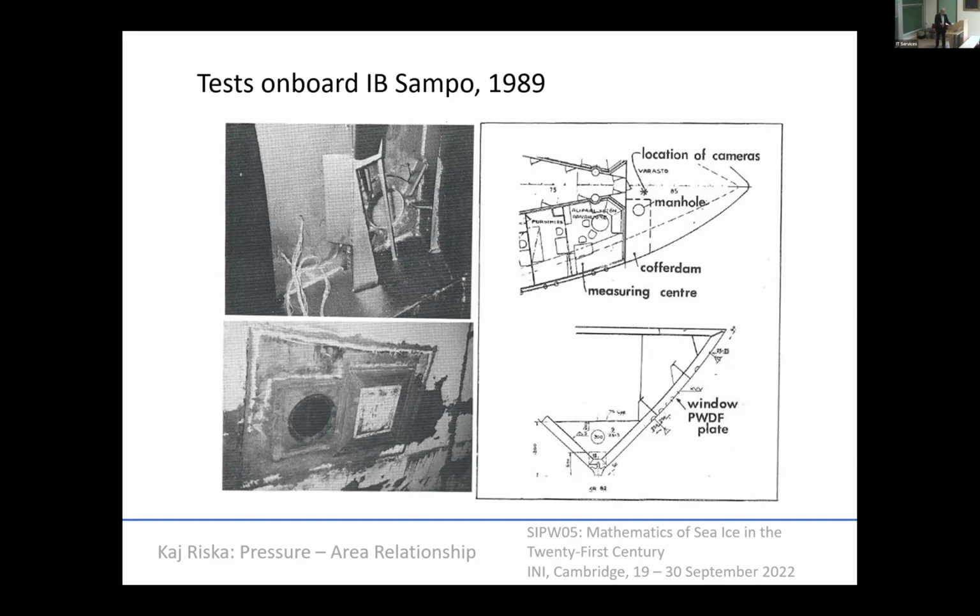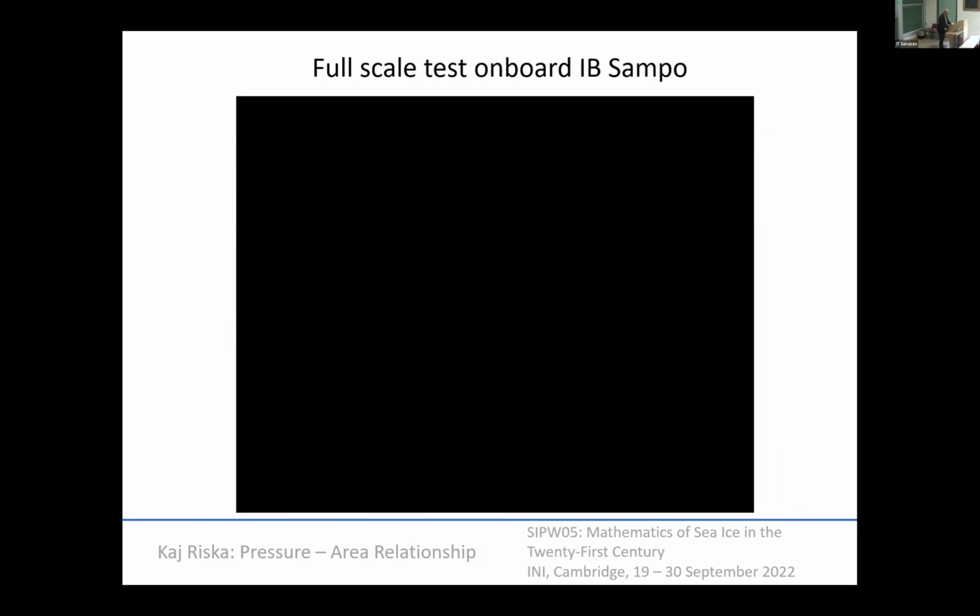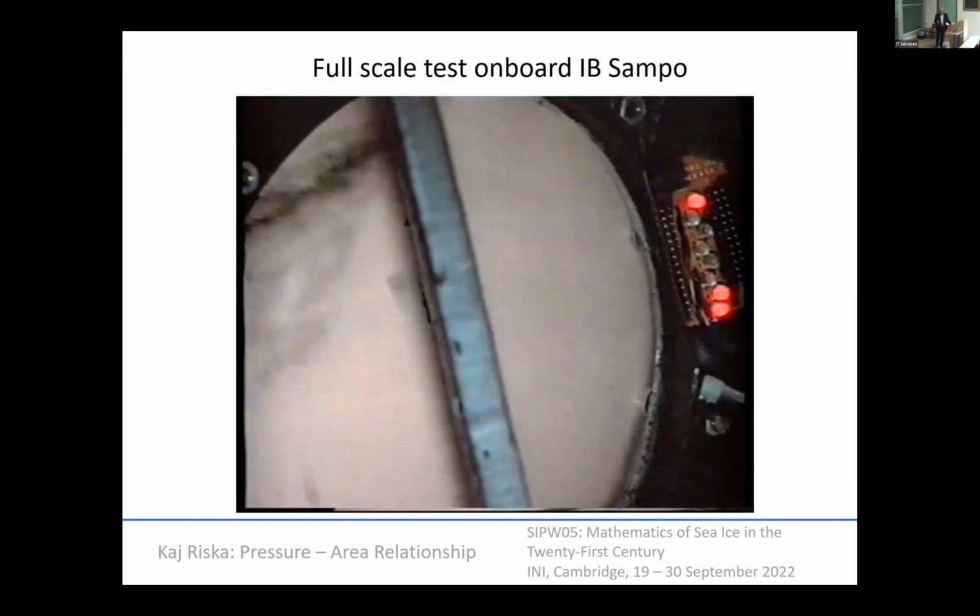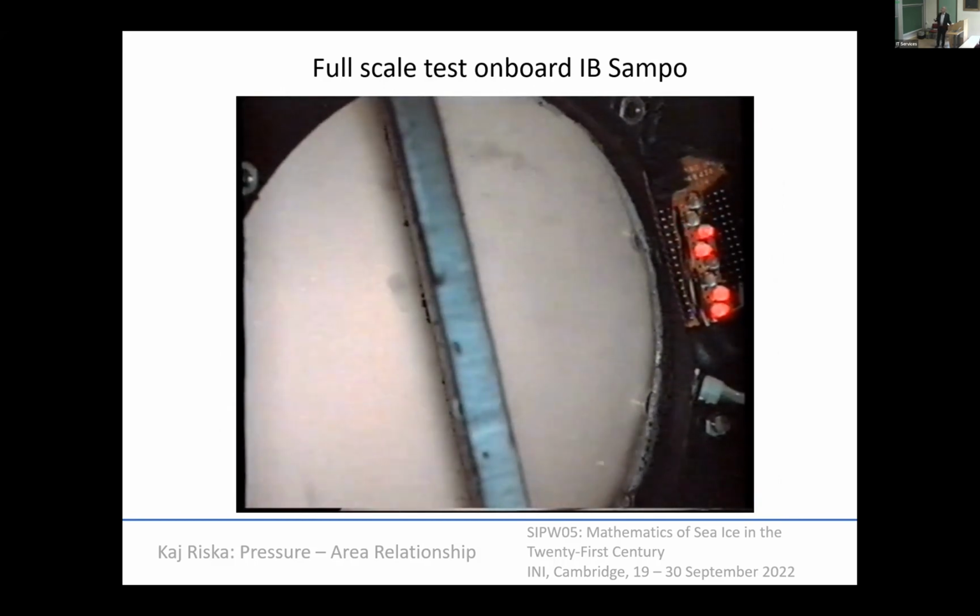Then we wanted to repeat this on board a ship. We asked ourselves the question whether what we saw in the laboratory is also a fact here. We made this kind of window on an icebreaker hull, and then we had our pressure measuring plate here. This is from inside, and we had high-speed photography through the window, so we could see what is happening. And this is the window, and this is a support.